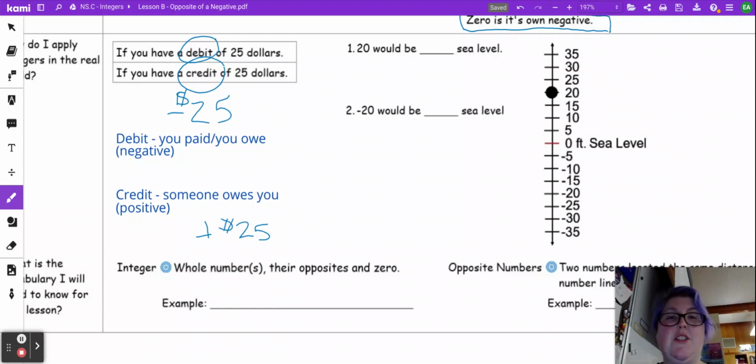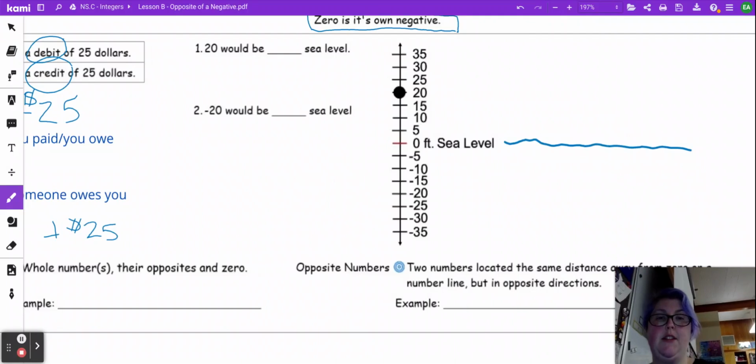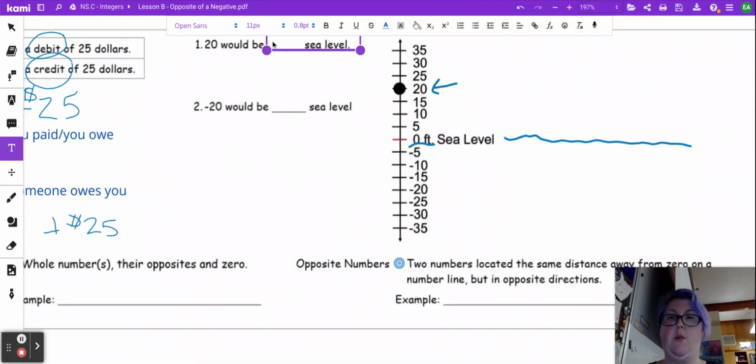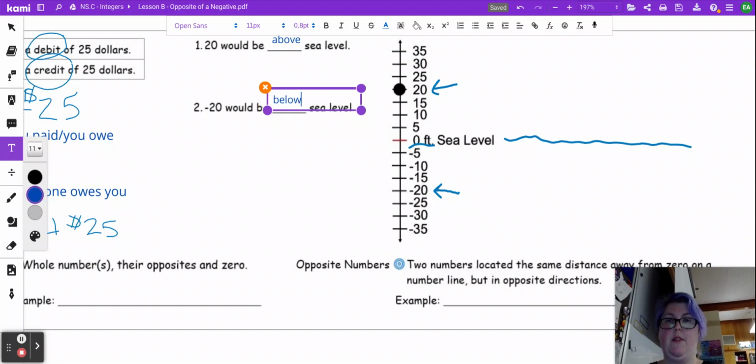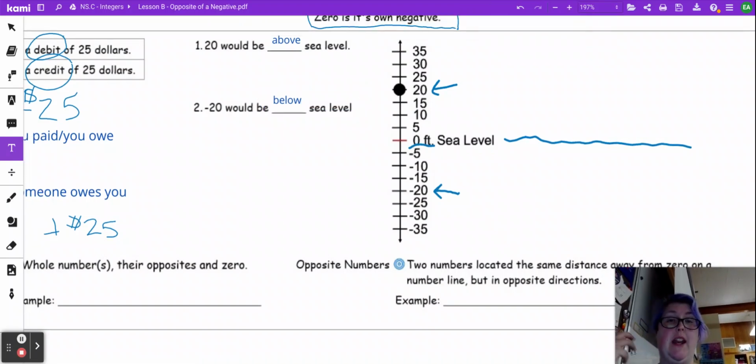All right, now let's look at this sea level problem again. Let's go back to the weather bear. Sea level is 0 feet. That is our mirror. If you have the positive 20 feet, you are above sea level. If you are -20, the opposite down here, then you're below sea level. So the integers come in an opposite pair of the positive and the negative.